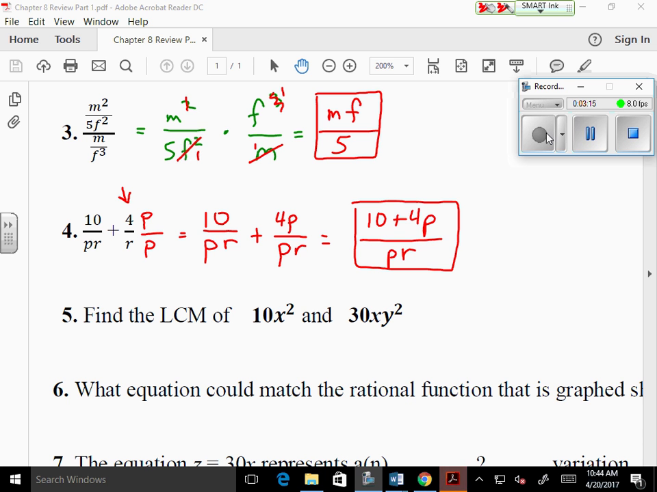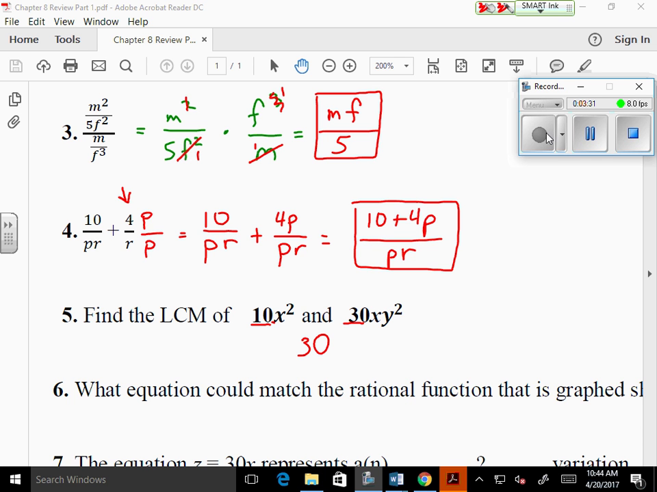Number 5, we need to find the least common multiple of 10x squared and xy squared. So we'll first look at the least common multiple of the coefficients, 10 and 30. The least common multiple is 30.